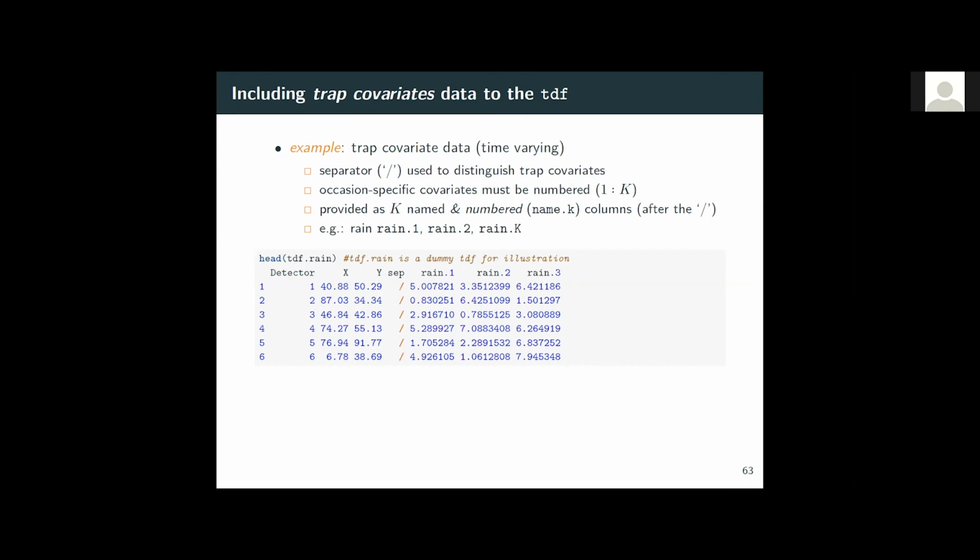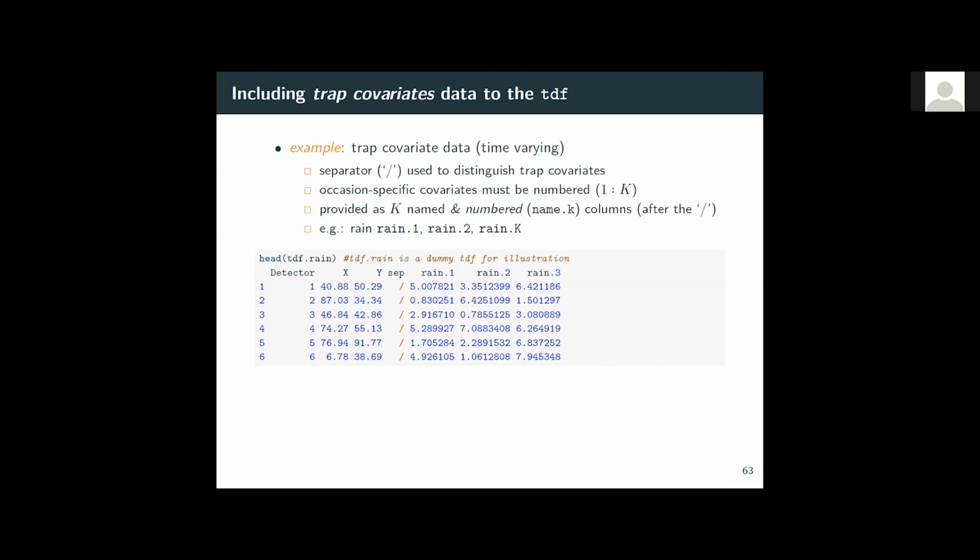The second type of covariate we might want is the time-varying covariate. This is temperature or rain or things like that, things that vary at a trap through time. And in fact, these can vary by trap and through time. So you'll see here that not all of these traps have the same rain variable, and they don't have the same difference in rainfall over time.